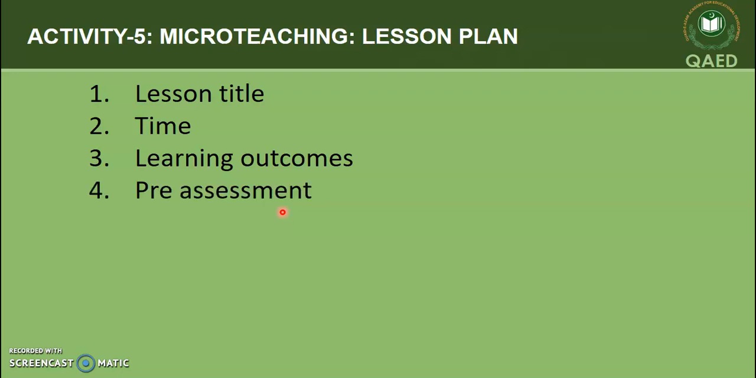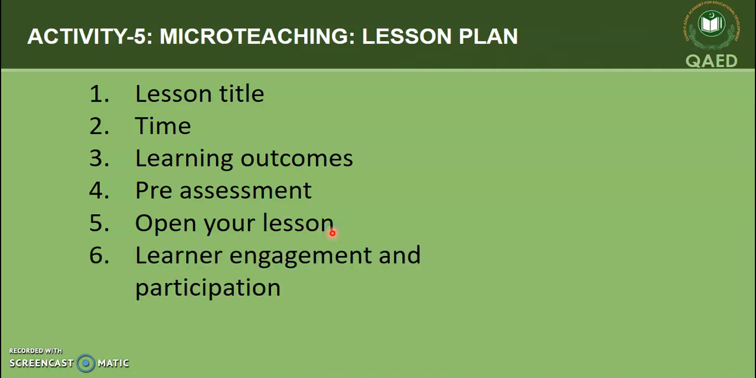Number 4 is pre-assessment. In this step, the teacher identifies prior knowledge and assesses whether or not the learner has already accomplished outcomes. The fifth step is opening the lesson, in which the teacher gains the attention of the students and motivates them. The sixth step is learner engagement and participation. In this step, the teacher describes or specifies learning activities and interaction he is planning.